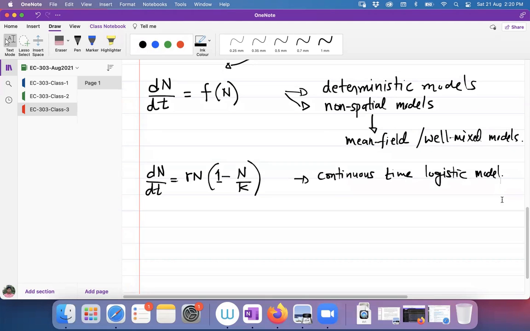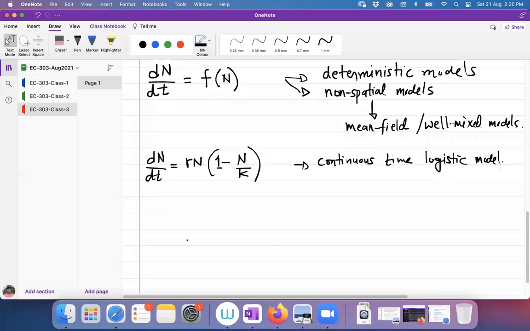We assumed that the per capita growth rate goes down linearly, sir. May I know your name, please? Chandan. Okay, excellent, Chandan. Yeah. So per capita growth rate goes linearly with the population. But why does it go down? Or density. Because of intraspecific competition. Absolutely. That's the most accurate description.